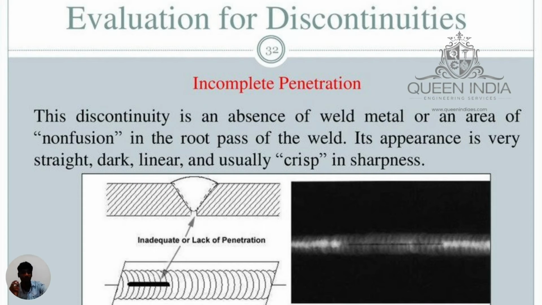Another one is incomplete penetration. It is a discontinuity of metal or an area of non-fusion where the root pass is built. It appears very straight, dark and linear, usually with sharpness. This is a lack of penetration indication in the welding.